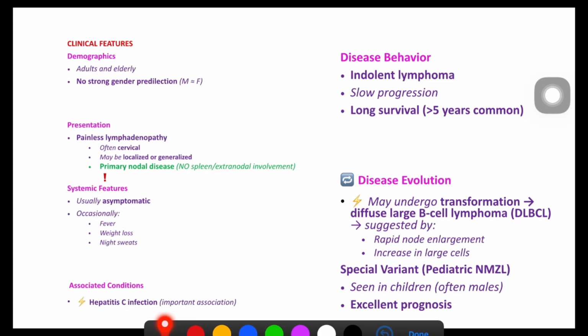and primarily nodal disease, so no spleen or extranodal involvement is there. Patients are usually asymptomatic, but occasionally will have B symptoms.